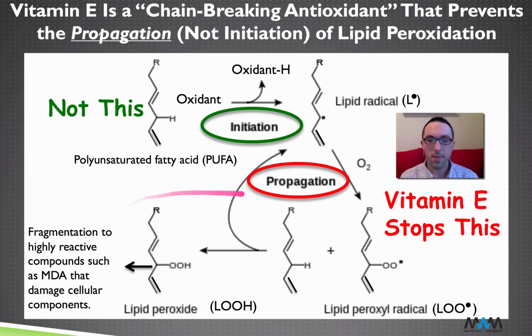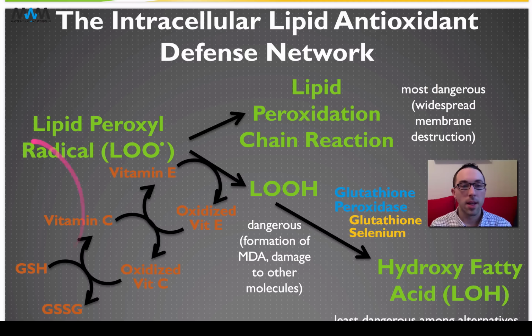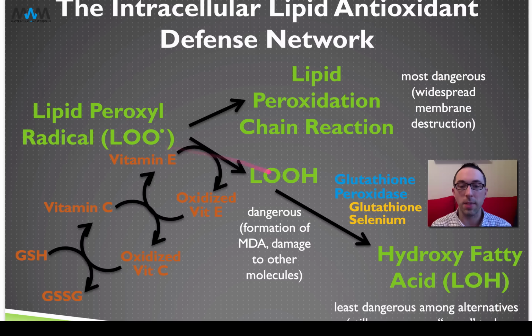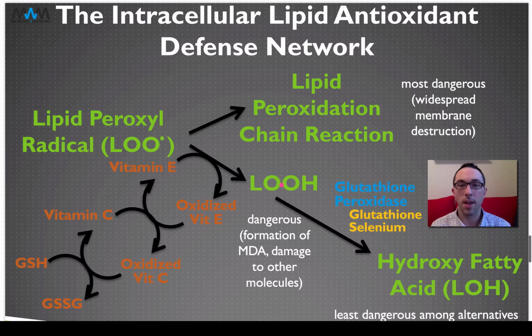However, since the lipid peroxyl radical did not take the hydrogen and electron from another PUFA, the propagation step does not go forward. And since you have initiation, but you don't have propagation, then you don't have a lipid peroxidation chain reaction. So if you put that in the broader context, the lipid peroxyl radical takes a hydrogen ion and electron from vitamin E and becomes a lipid peroxide.